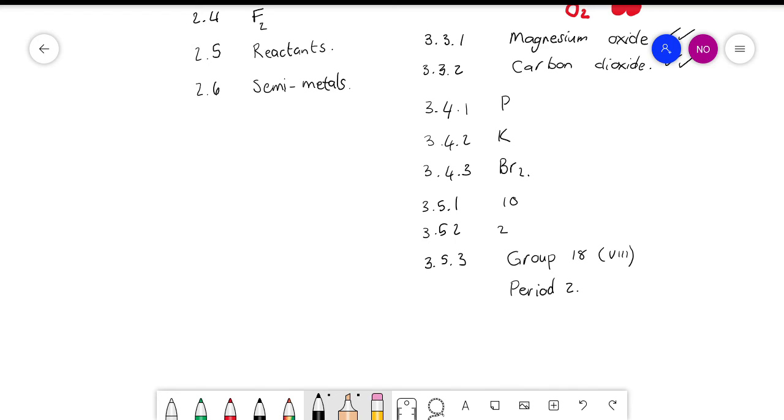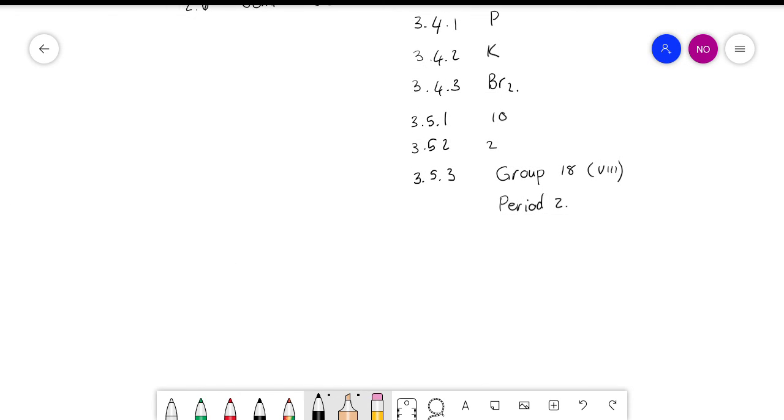Okay, for each of the following compounds, write down the names of the elements present as well as the amount of each element. So for this first one, 3.6.1, SO3, what does the S stand for? Sulfur, how many do we have? Sulfur, we have 1.